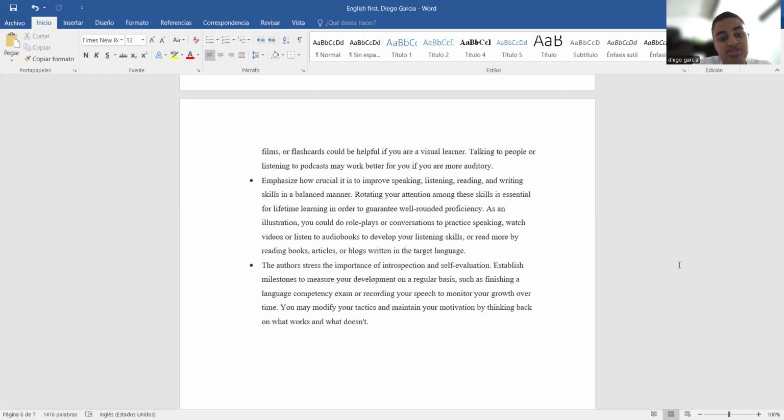The authors also stress the importance of introspection and self-evaluation. Establish milestones to measure your development on a regular basis, such as finishing a language competency exam or recording your speech to monitor your growth over time. You may modify your tactics and maintain your motivation by thinking back on what works and what doesn't.